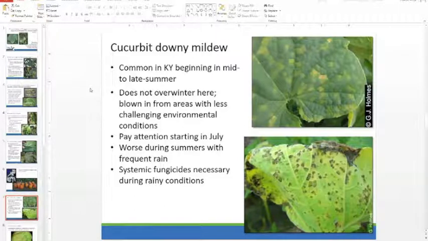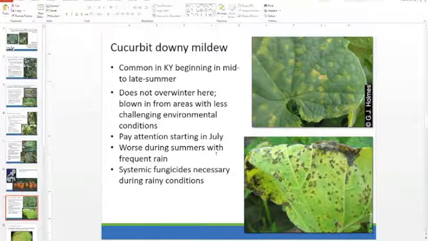If we have any vining crops producers in here, you've experienced downy mildew. The pathogen that causes downy mildew does not overwinter in Kentucky. It's blown our way from areas with less challenging environmental conditions over the winter. What I would say to you all is start paying attention starting in July, if not a little bit earlier. Downy mildew will be worse during summers with frequent rain events.